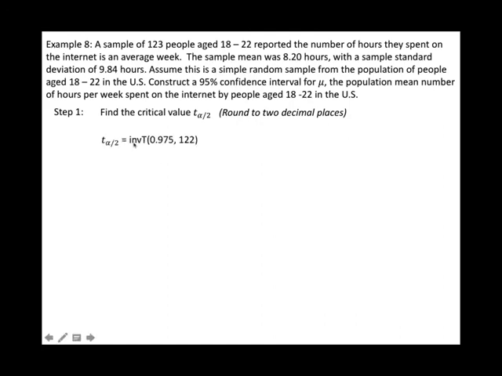Okay, you're going to use the inverse T, area from the left, and the degrees of freedom. Okay, degrees of freedom is n minus 1. So 123 minus 1, which is going to be 122. Use the calculator, you should get 1.98.